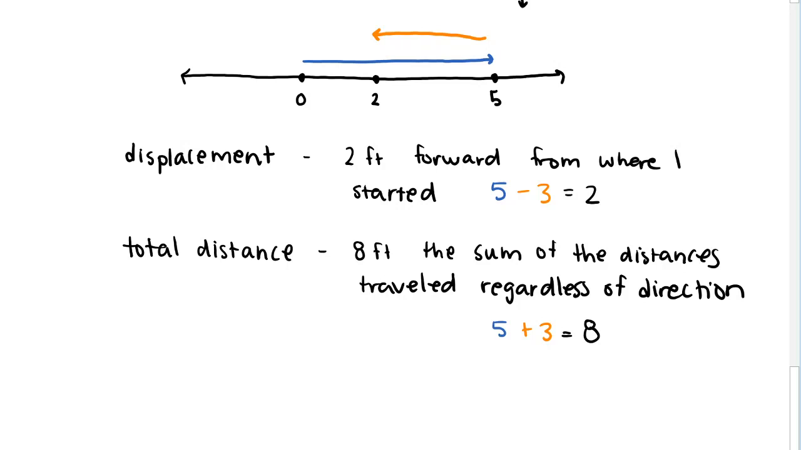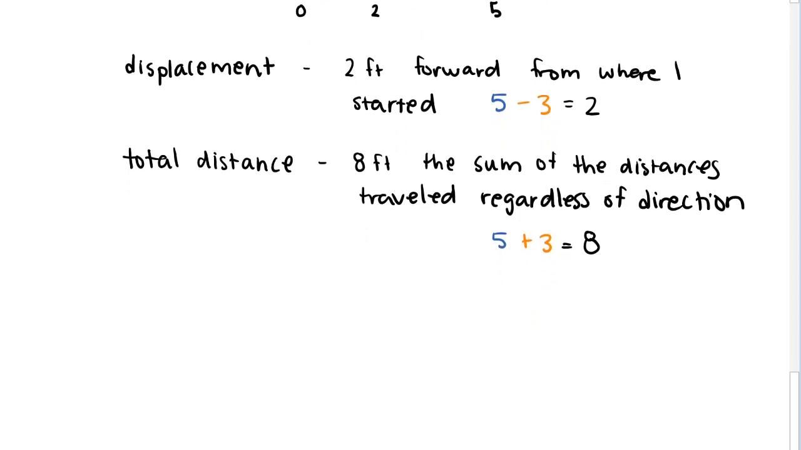Okay, and so this relates to, maybe more explicitly, velocity, since velocity is really just speed with direction. And so when we think about velocity, well, the velocity being positive corresponds to moving forward, and velocity being negative corresponds to moving backwards.